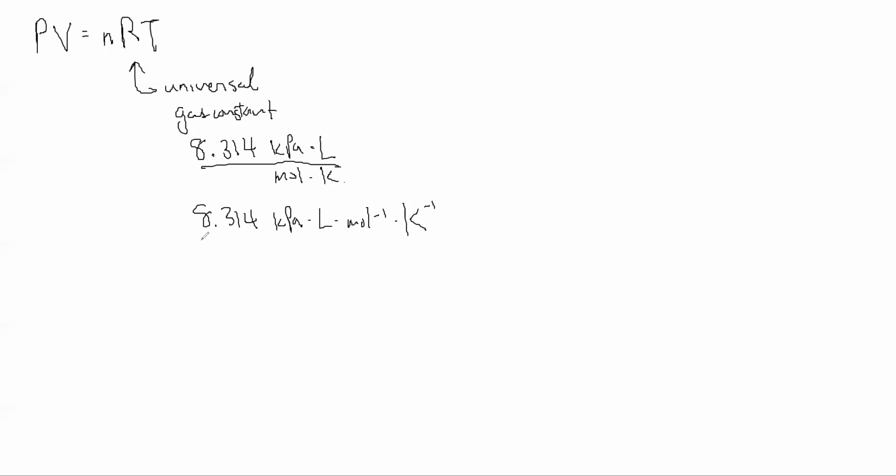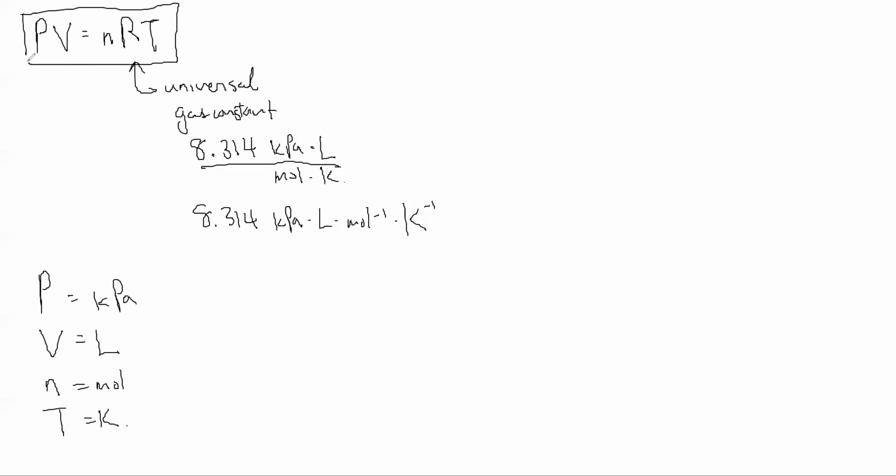Because this is a constant, it is not 4 sig figs, it is infinite sig figs. It does not count. But take a look at what the units present themselves as. kPa represents pressure, so P must be in kilopascals. L is because volume is in liters. Obviously, moles is in moles, and the temperature is going to be in kelvins. Again, this equation can only be used under the assumption that the gas molecules are ideal gases.